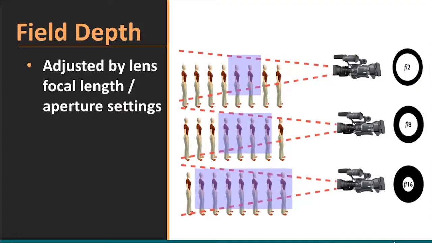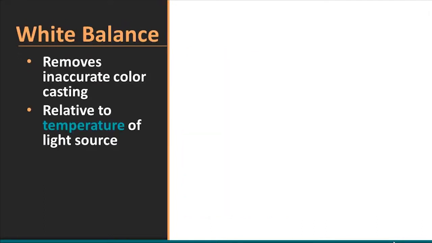As you can see here in this slide, the depth of field is adjusted by the focal length of the lens, as well as the aperture setting. And you can see when you have a very wide aperture, such as an f2, it results in a very shallow depth of field. Whereas if you close down the aperture to an f16 down at the bottom, you end up getting a much broader depth of field. Let's talk about white balance.